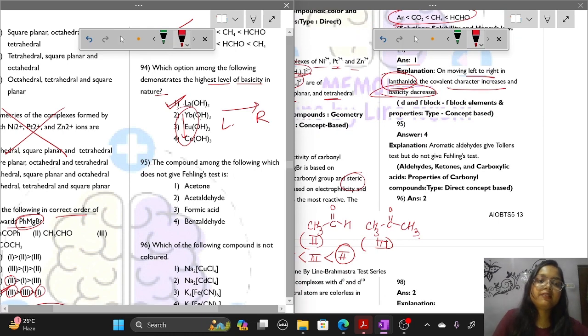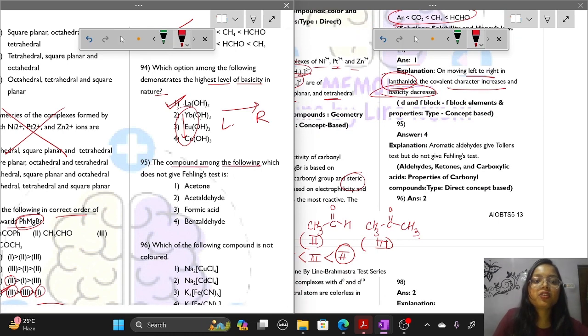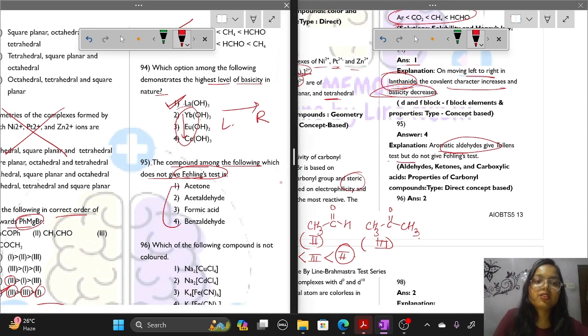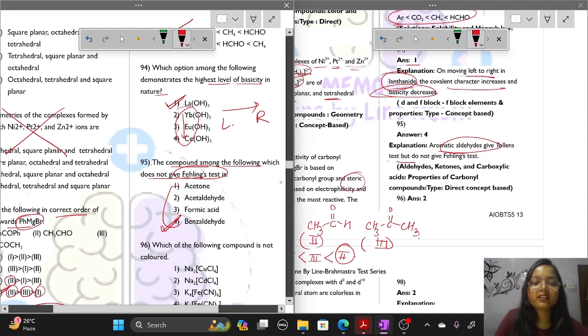Question number 95. The compound among the following which does not give Fehling's test. Aromatic aldehydes do not give Fehling's test. So which is aromatic among all these? Benzaldehyde is aromatic. So it does not give Fehling's test. It gives the Tollens test.